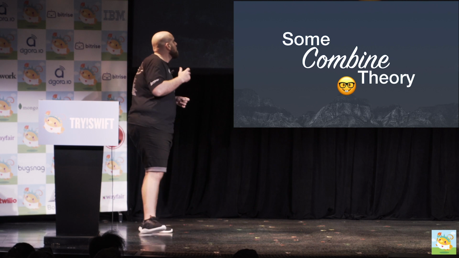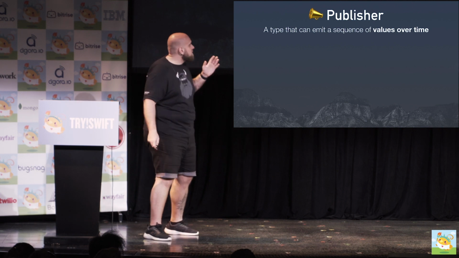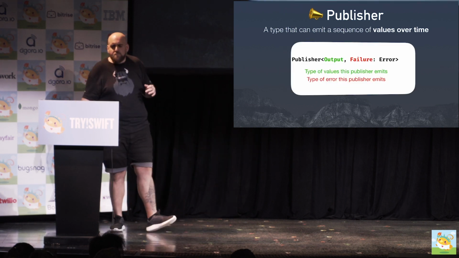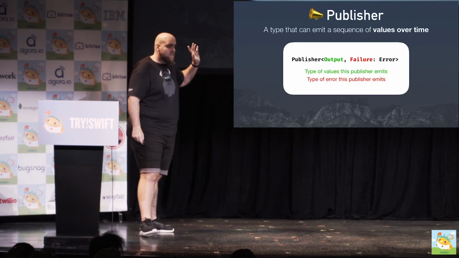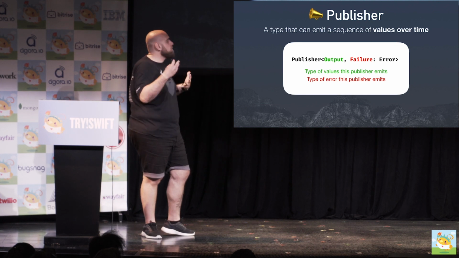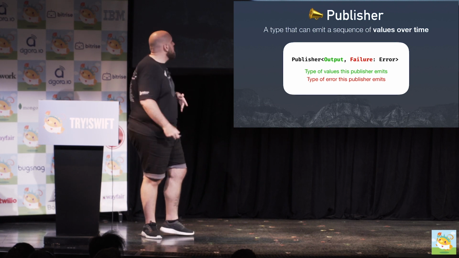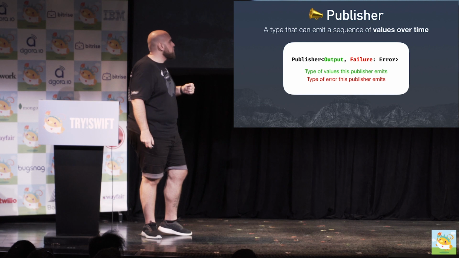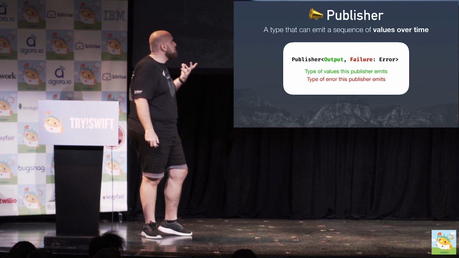Okay, so now we're going to dive a bit into some Combine theory. I think it's super important to understand how the different pieces work and what they are so you can choose the right tools for every piece of your work. So first of all, there's publisher, which we started talking about. It is a type that can emit a sequence of values over time. It has two generic constraints: the output, which says which kinds of values it can emit, and a failure type, which says which kind of error it can fail with.